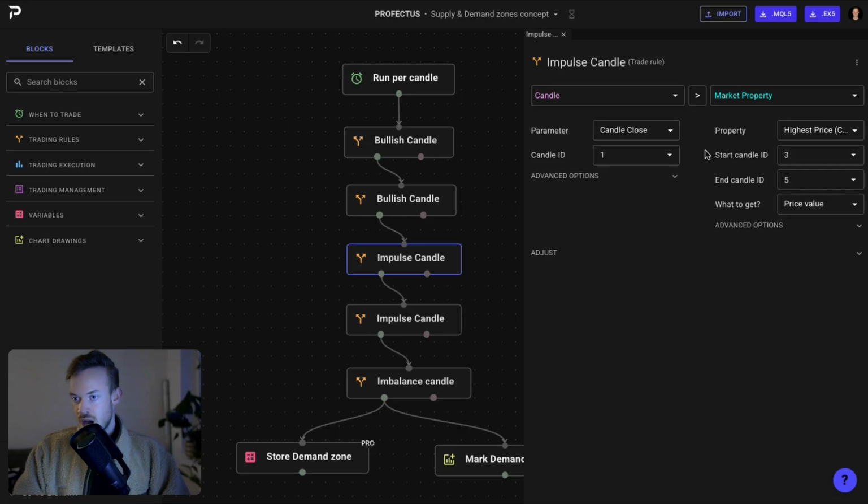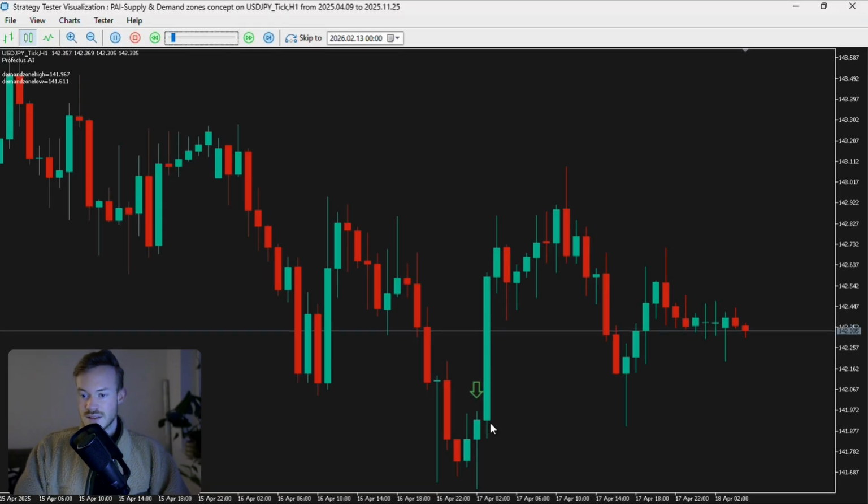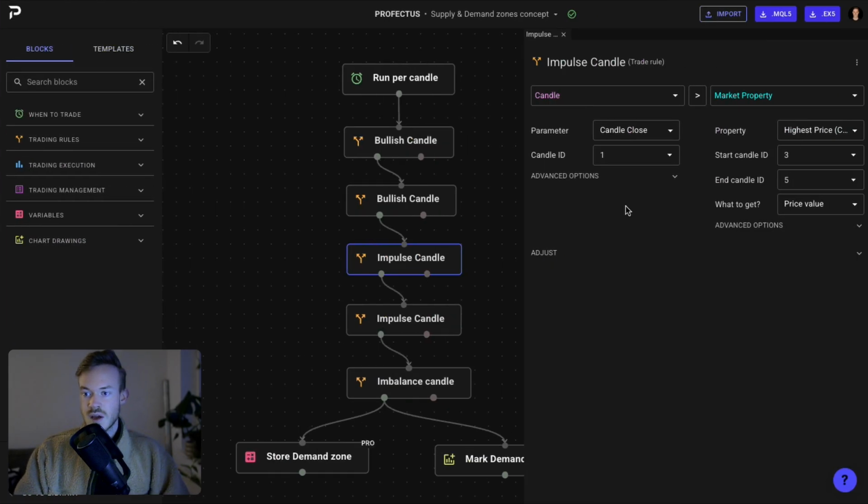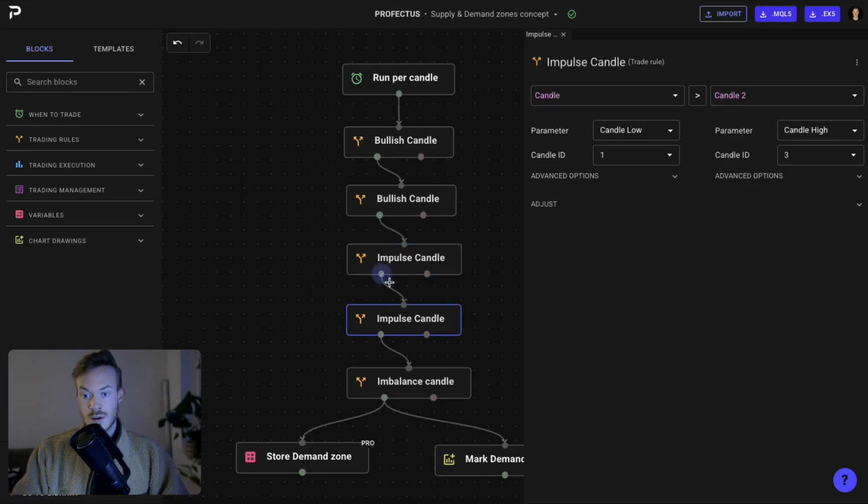Impulse candle. How did we define the impulse candle? Pretty simple. We are now benchmarking the candle with the candle ID number 1 against a group of candles with the IDs number 3, 4 and 5. It pretty much simply means that we are looking for candles with a strong movement to the upside, right? This is how we define an impulse. This is why we want to see the candle ID number 1 closing above the candle highs of number 3, 4 and 5, simply making sure that this candle is really the highest, biggest candle of the prior candles before.